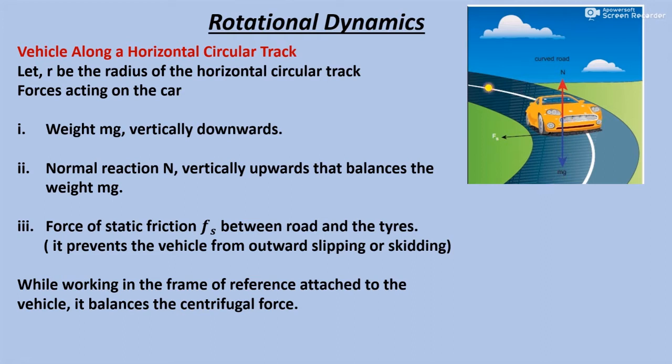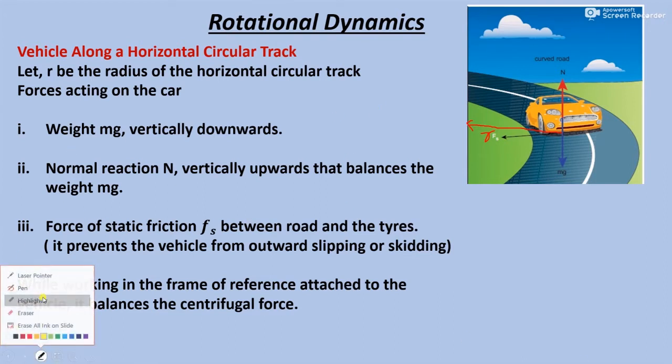Which forces are responsible for this safe turn of the vehicle? If you consider R to be the radius of the horizontal circular track, which forces are acting on this vehicle? Why is this vehicle taking a turn along a horizontal curved road?